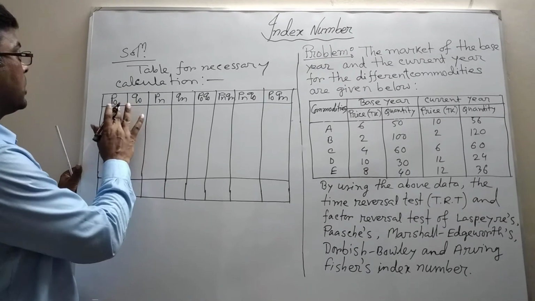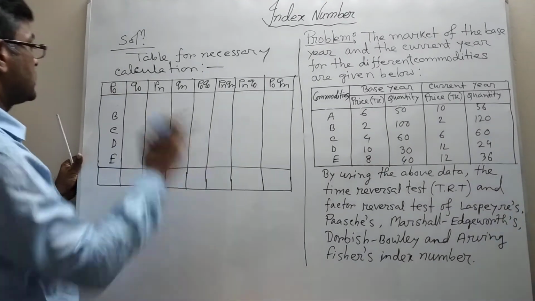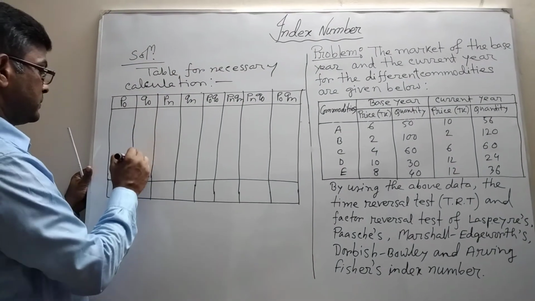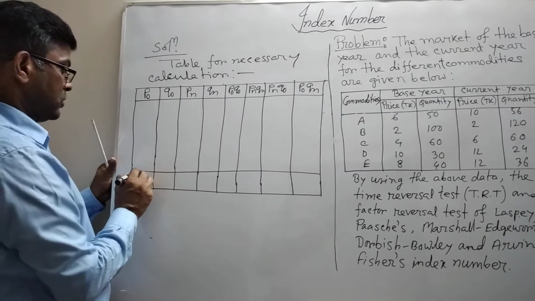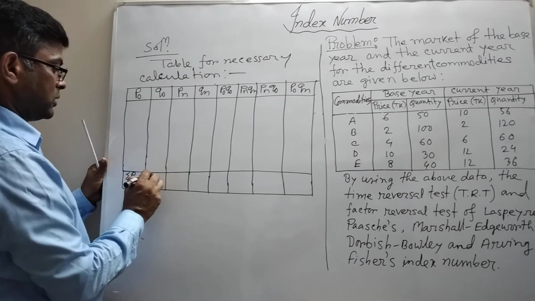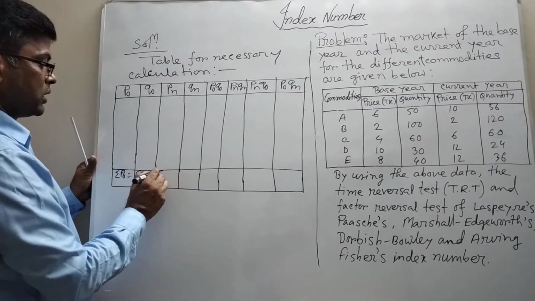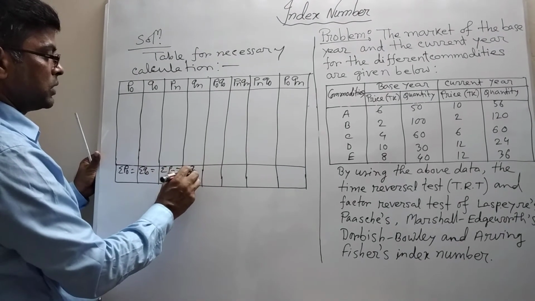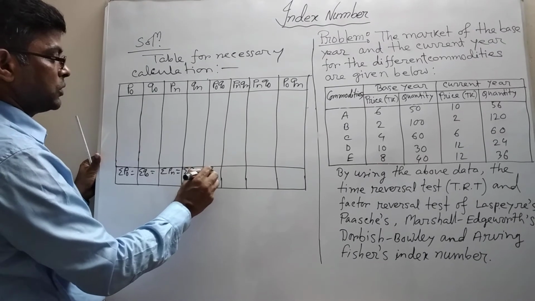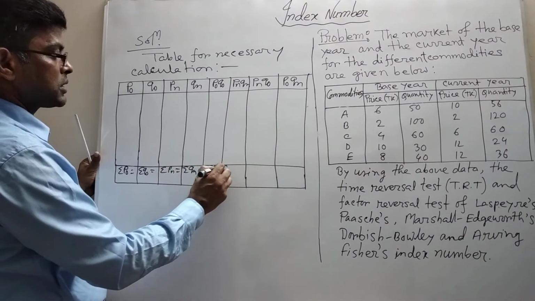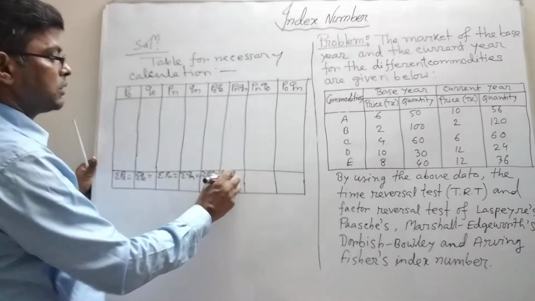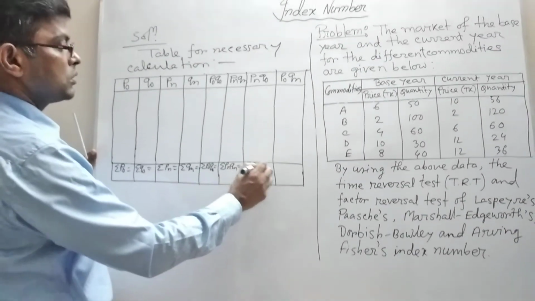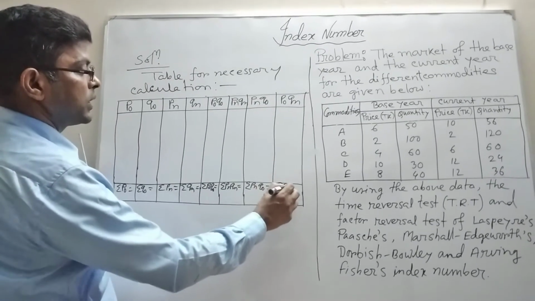The sum total of all commodities: sum total P0, sum total Q0, sum total Pn, sum total Qn, sum total P0Q0, sum total PnQn, sum total PnQ0, sum total P0Qn.